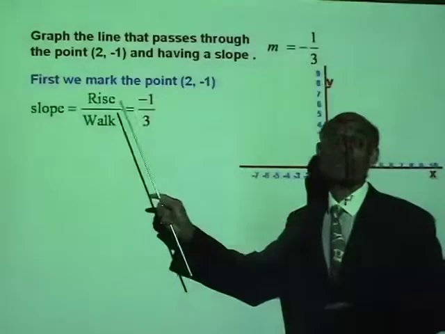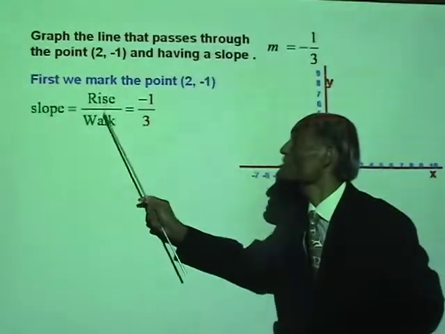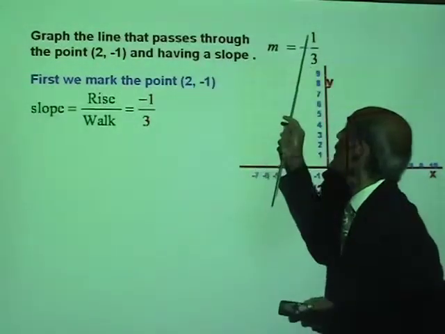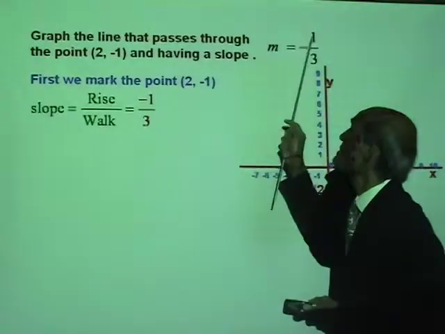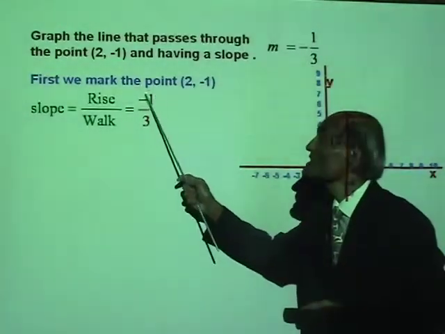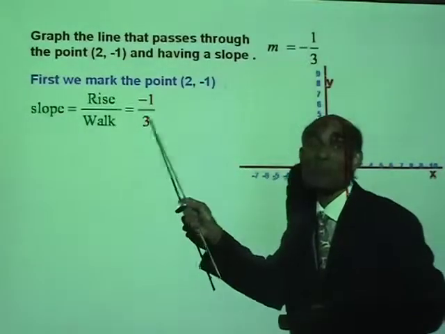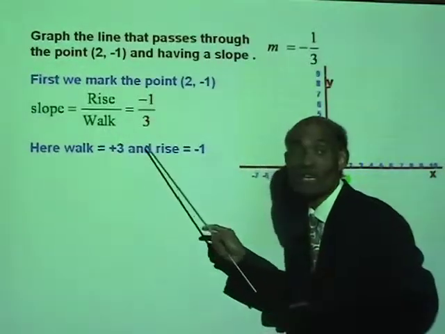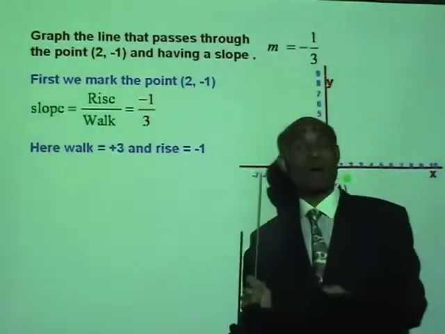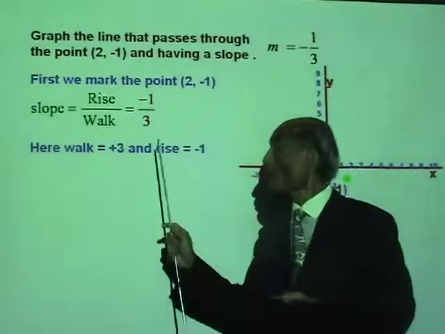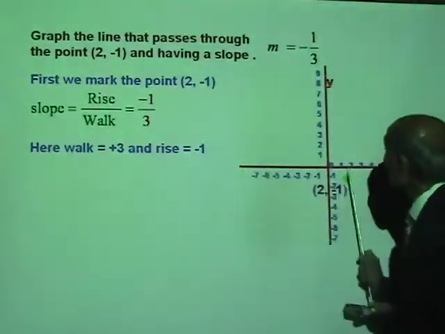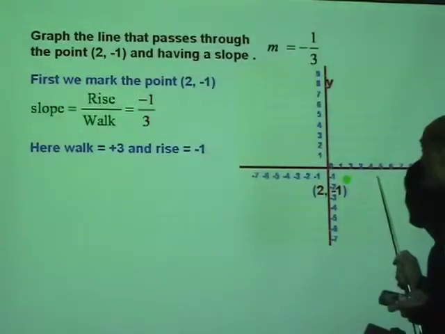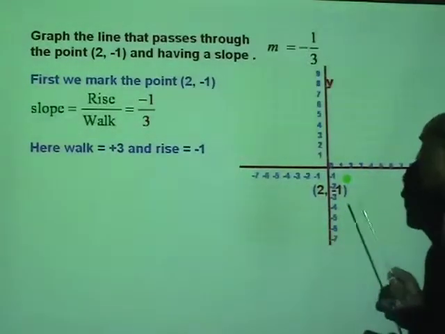And what do we do now? We know the slope is rise divided by the walk, and see the way I wrote it? -1/3. I gave this negative sign to the numerator. So it is -1 divided by +3. So the walk is +3 and the rise is -1. I hope you understand that. Walk is +3 means from this point we go 3 units to the right. And the rise is -1 means we go down 1 unit.